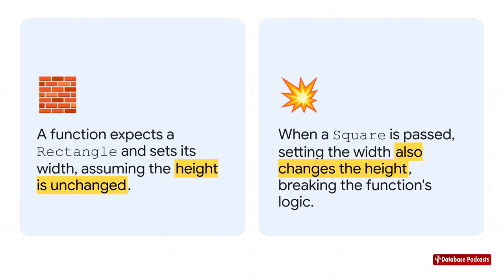So let's break this down. Imagine you have a function, and all it knows is that it's getting a rectangle. It assumes it can set the width to 10, and the height will stay whatever it was. But what happens if you pass in a square object? Well, for it to remain a square, when you set the width, the height has to change too. And that's the problem. That's an unexpected side effect that breaks the function's logic. So a square can't be safely substituted for a rectangle, and that violates LSP.